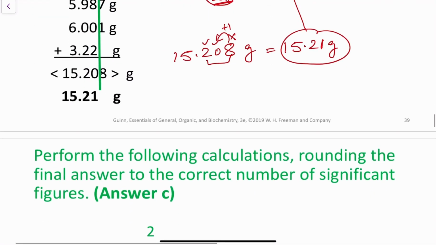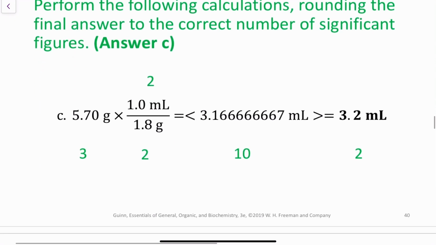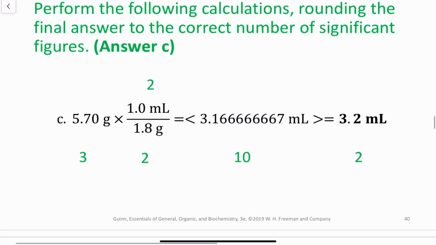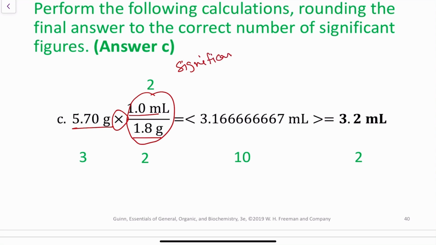Right. Let's do the last one. So in this problem, we are multiplying as well as dividing, right? We are multiplying 5.70 with 1.0 ml and dividing that number by 1.8 gram. So which rule do we have to apply? We have to apply the multiplication and division rule, because we are using multiplication and division both at the same time. So we have to apply the significant figure rule.